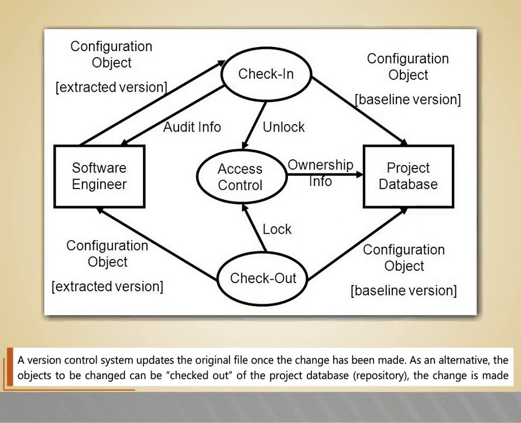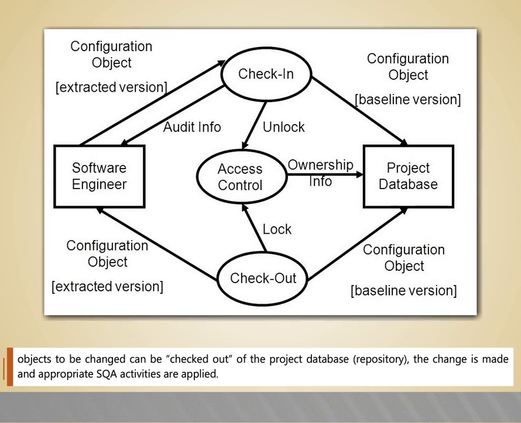A version control system updates the original file once the change has been made. As an alternative, the objects to be changed can be checked out of the project database repository. The change is made and appropriate SQA activities are applied.